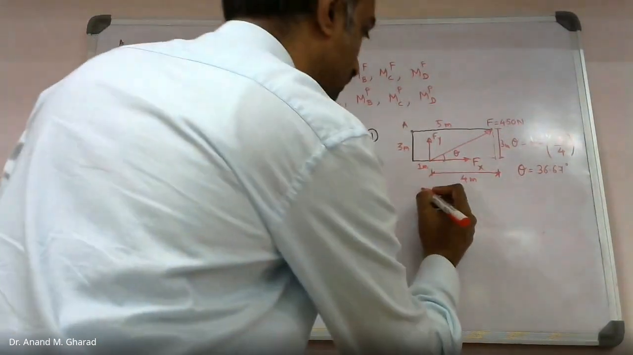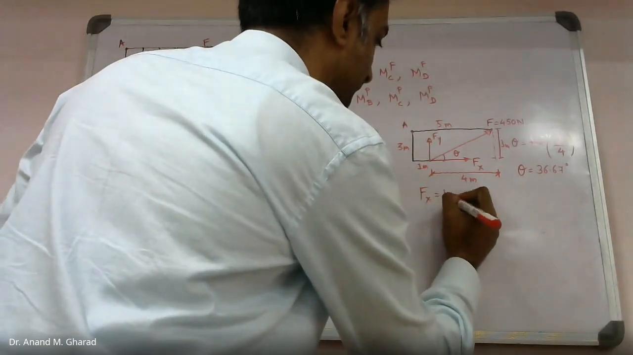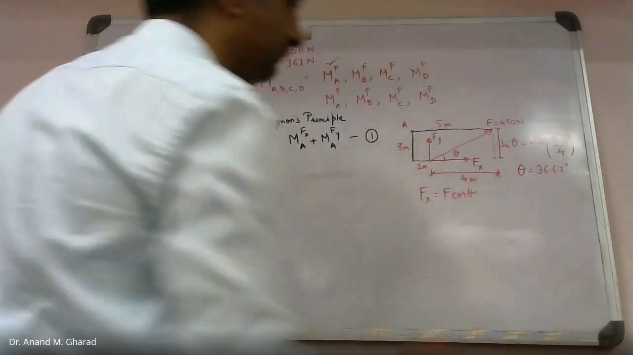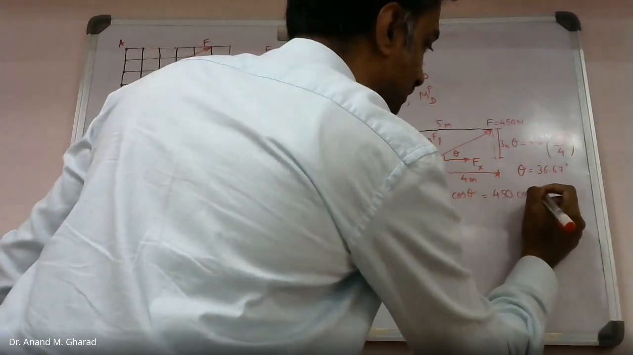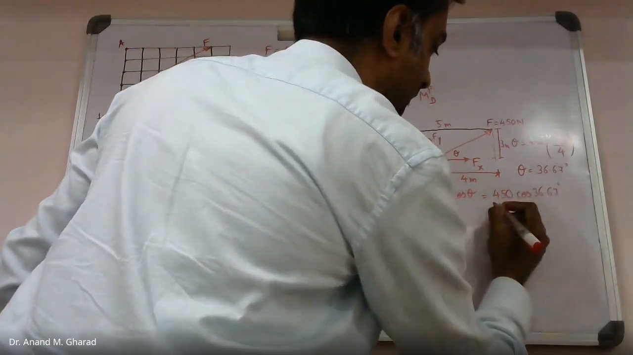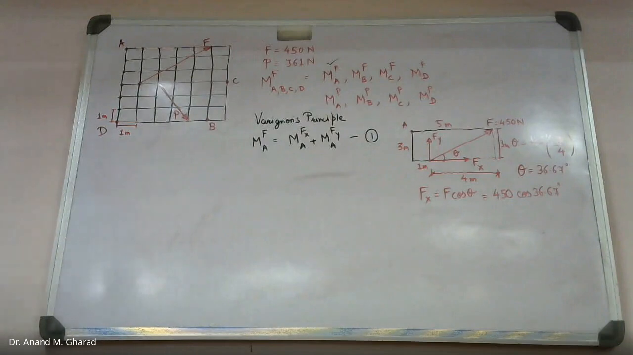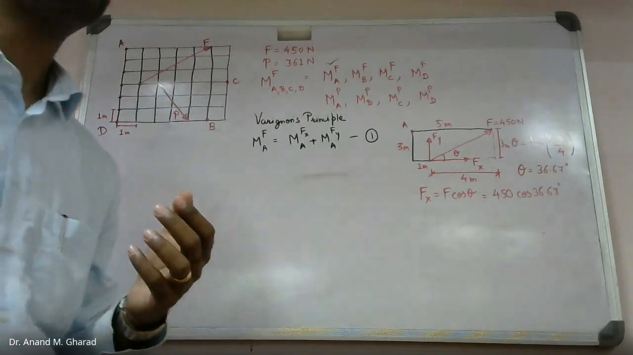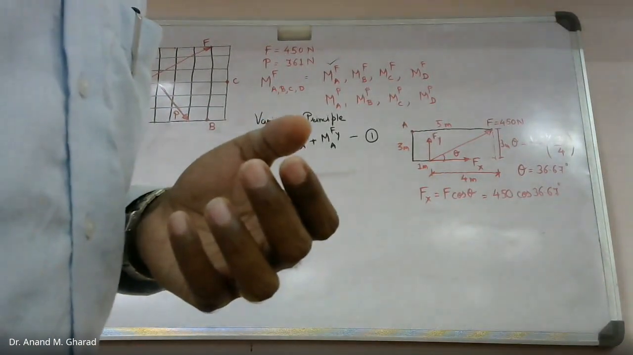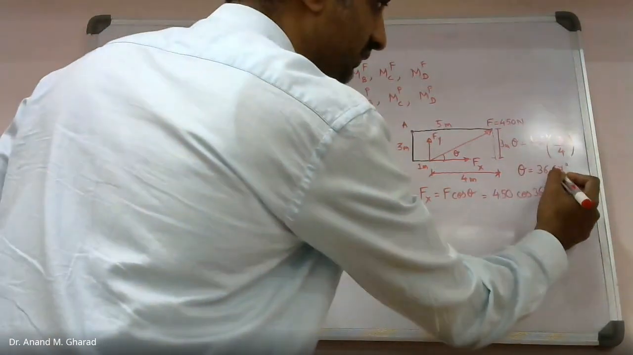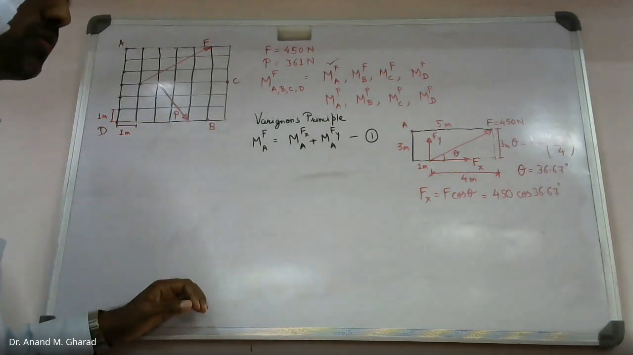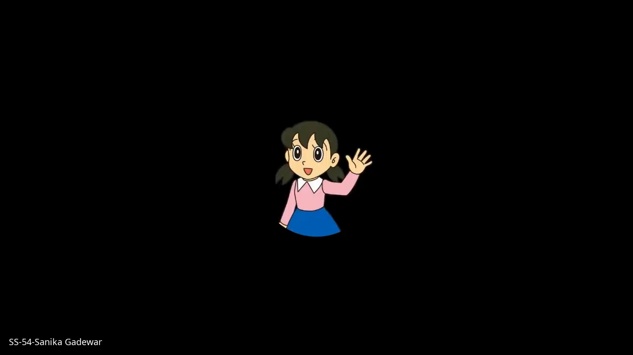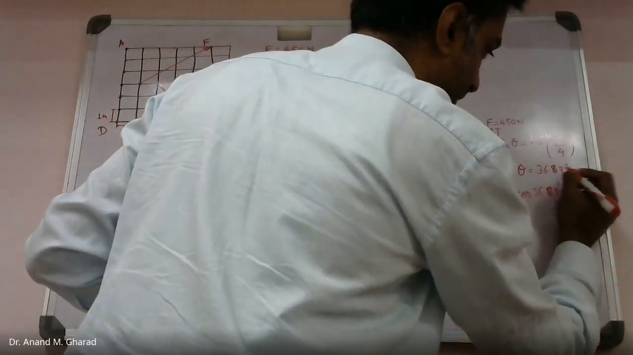Okay, 36.67. So what will be the value of Fx? F cos theta, okay? What is the F value? 450. Cos of 36.67. Is this 67 or 87? What is it, 36.67 or 36.87? So 36.87, no? Fine, so do that correction.